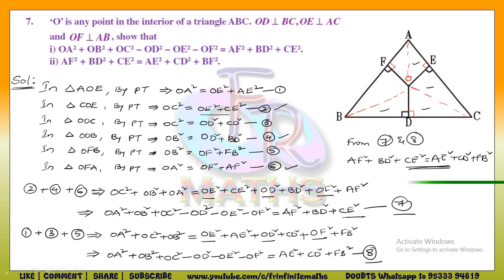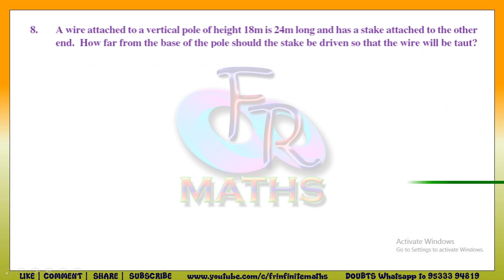Next, moving on to one more question. Question number 8. A wire attached to a vertical pole of height 18 meters is 24 meters long and has a stake attached to the other end. How far from the base of the pole should the stake be driven so that the wire will be taut?